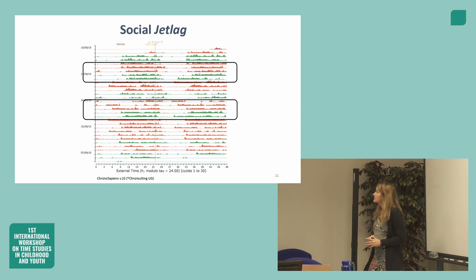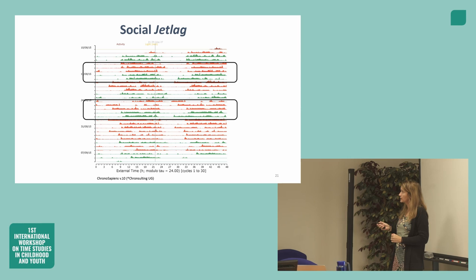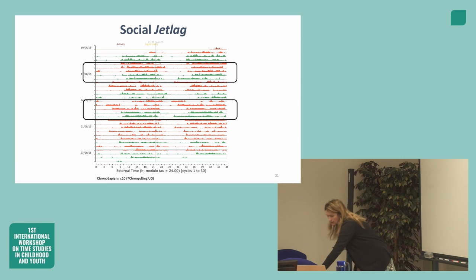So here you can see social jet lag. In red, you have work days, and in green, you have free days. And you can see that people are sleeping much more.